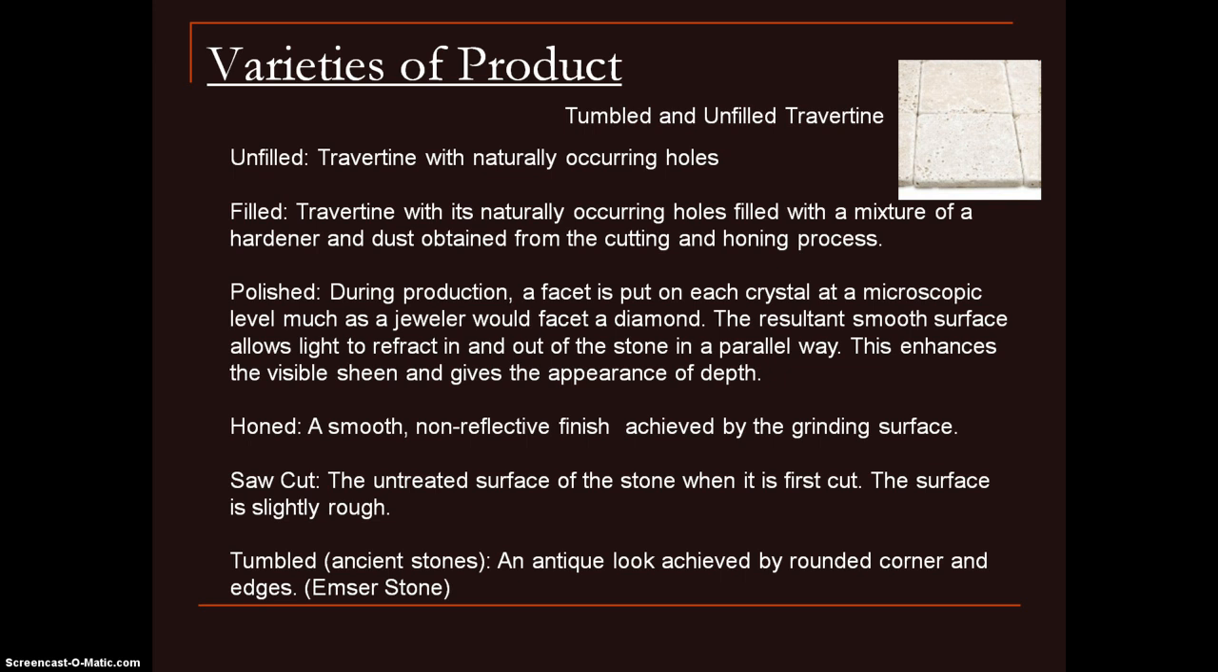Next is a saw cut. The untreated surface of the stone where it is first cut, the surface is slightly rough, and this is great to be used for ADA considerations, like we talked about in the vocabulary. These words can be found in the vocabulary. And then another variety of the product is tumbled, my favorite, and it's ancient stones. It gives it that antique look. It's achieved by rounded corners and edges.